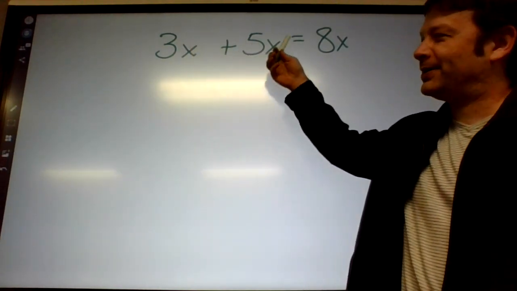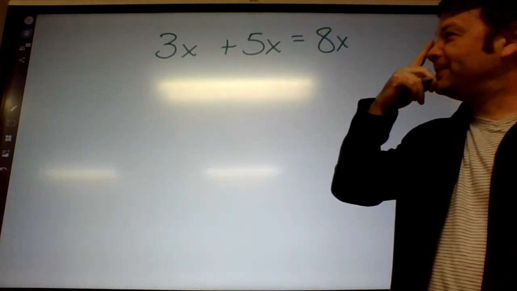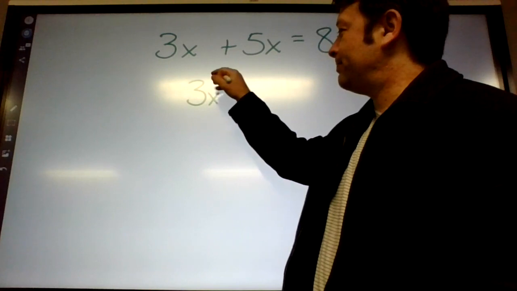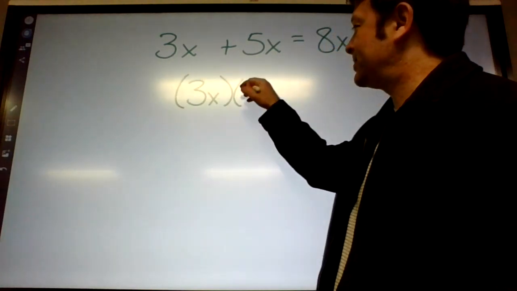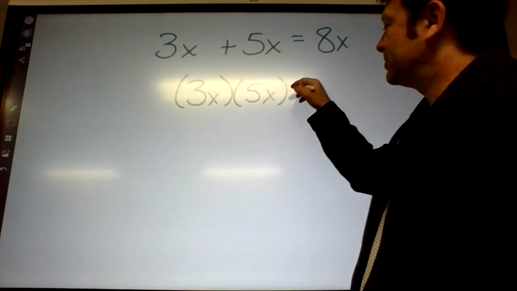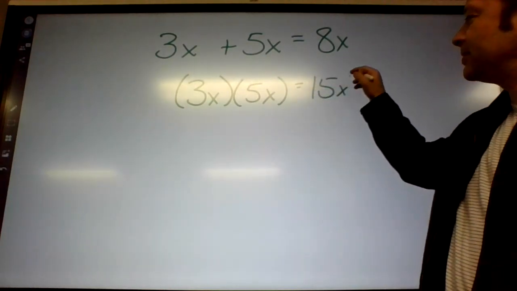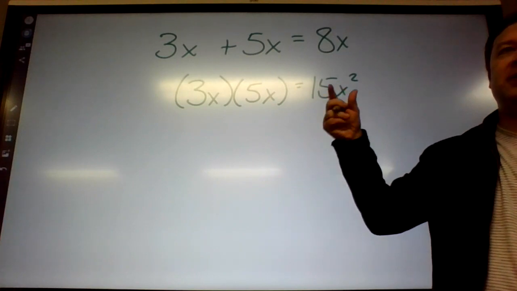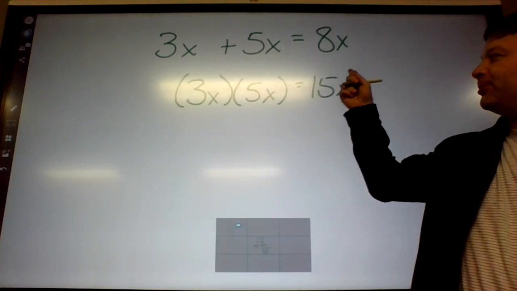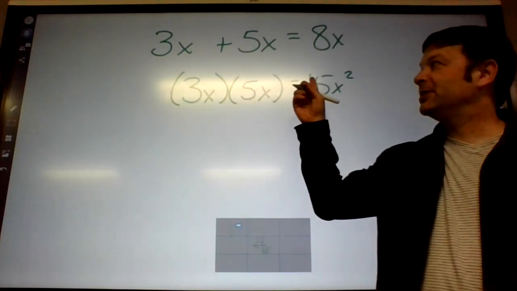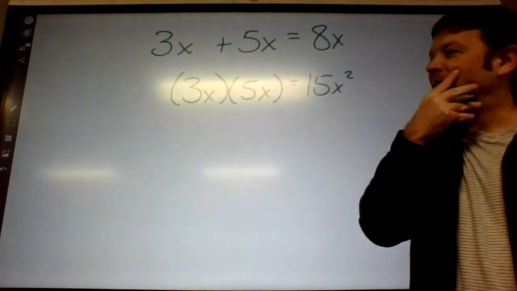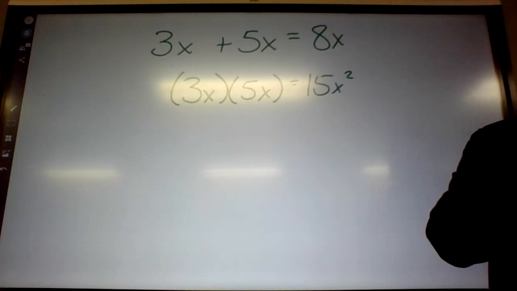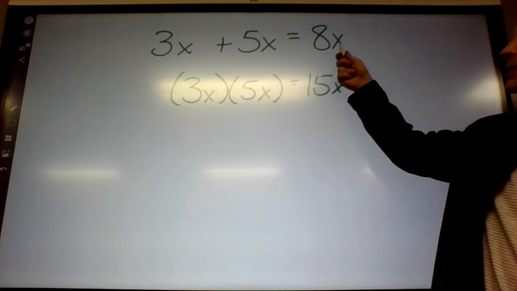3x plus 5x is 8x. Some of you were kind of trying to multiply halfway. What's 3x times 5x? 15x squared. What does x squared mean? X squared means x times x, so that's when you multiply x times x. When you add, the x's don't change. 3x's plus 5x's equal 8x's, whatever x is. So that doesn't change.